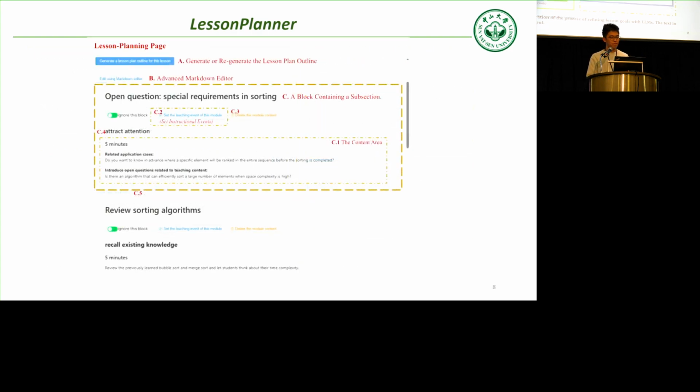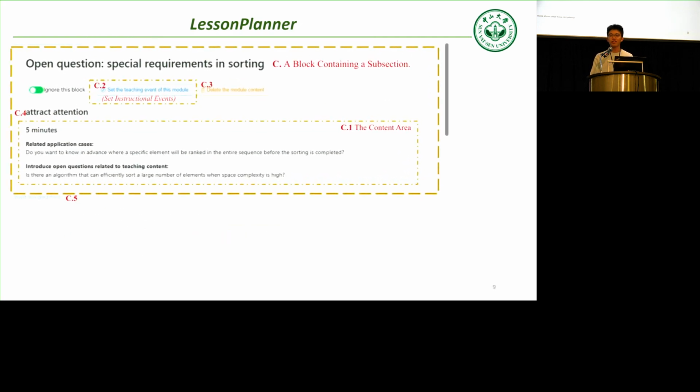After clicking the generation button, users are directed to the lesson planning page. The system generates the outline based on the course objective and automatically splits them into subsections. This is the overview of this page. There are blocks containing subsections in these pages. And in each block, there is a title, a control panel, and instructional events as hints, and a content area.